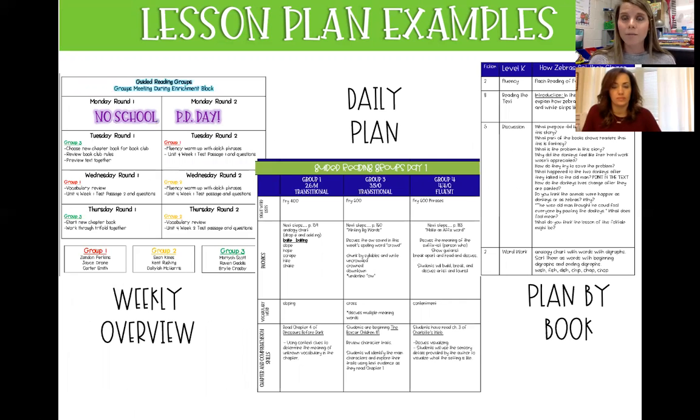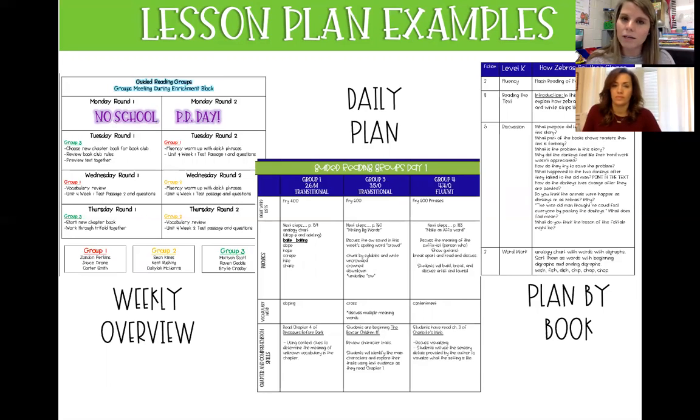I have 7 fantastic, wonderful speech babies this year, and their schedule is all over the place. So it's really hard for me to keep a beautiful, wonderful, organized schedule. And I just have to fit them in wherever I can. And that's fine. So this would be if I'm meeting with 2 groups every day for about 30 minutes or so. And then you could plan even daily or by book.